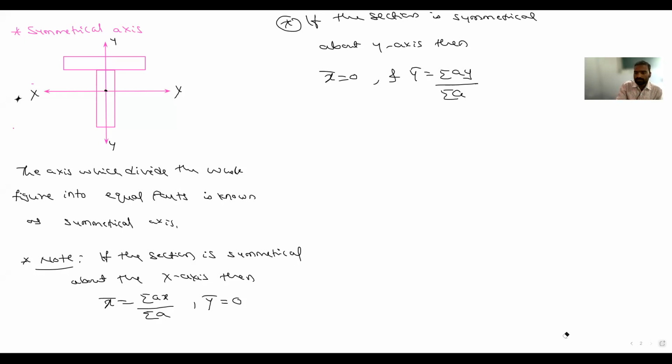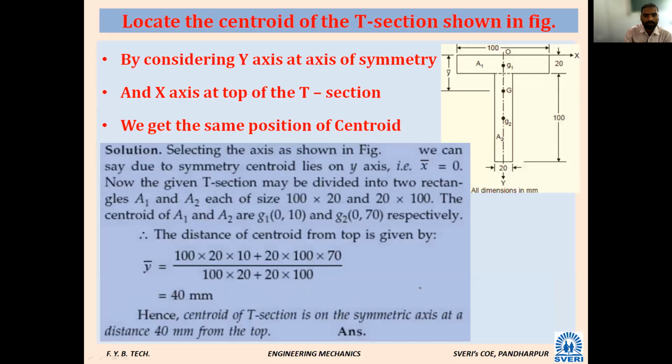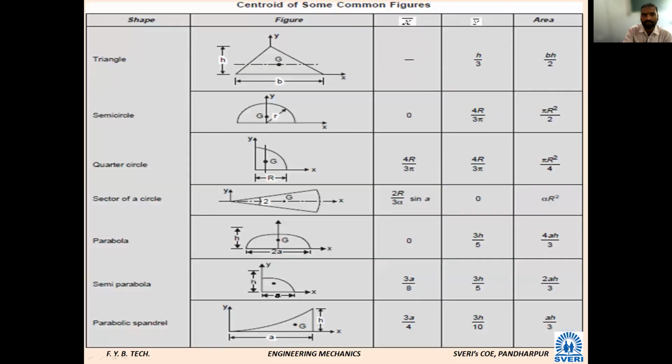Yes, sir. So in the last class, we studied the areas. What is the area for the circle? Pi r square or pi d square by 4. Then triangle, half base into height. So here we have seen the figure, the area of the triangle. Then the area for the semicircle is pi r square by 2. Area for the quarter circle is pi r square by 4. Area for the sector of a circle is alpha into r square.